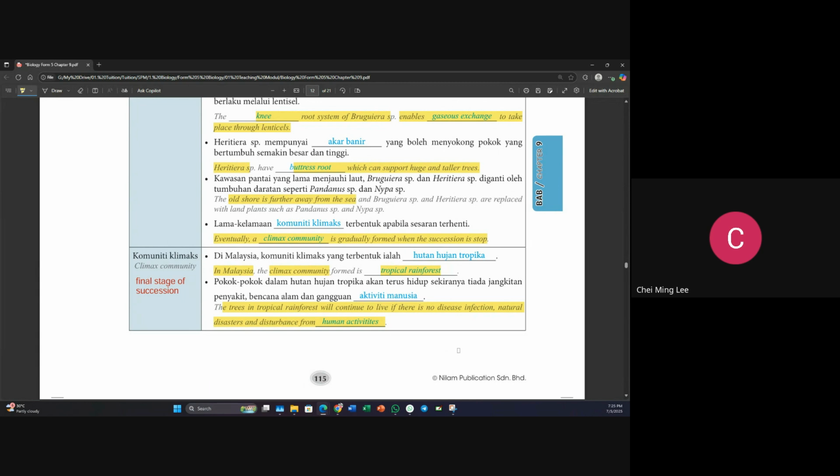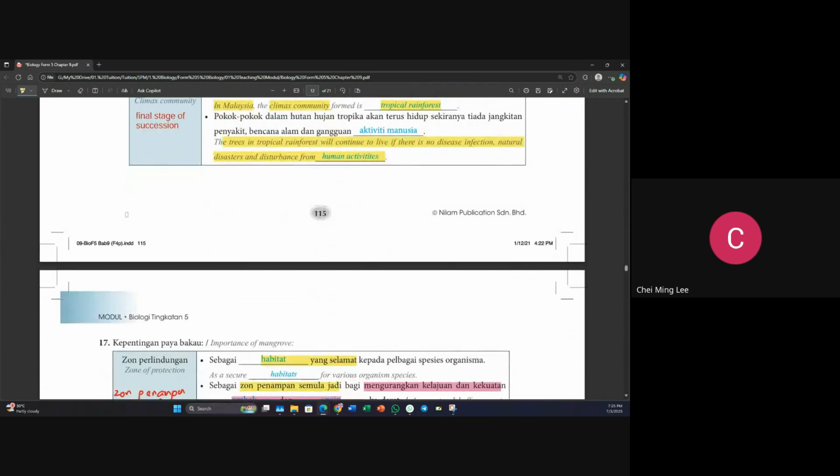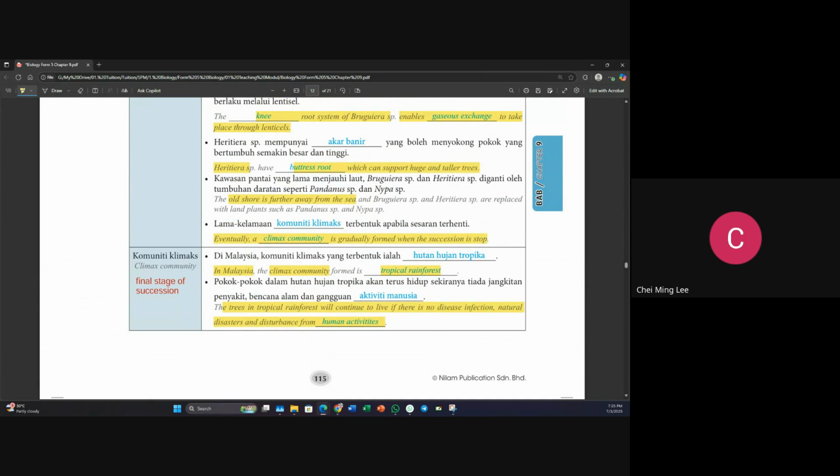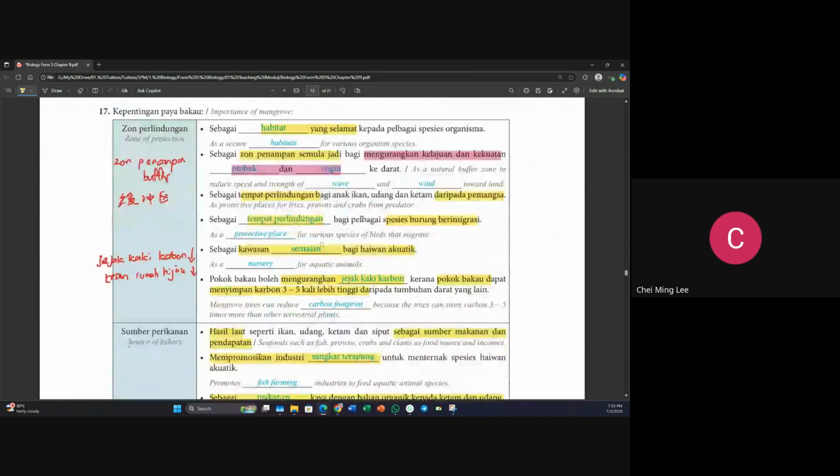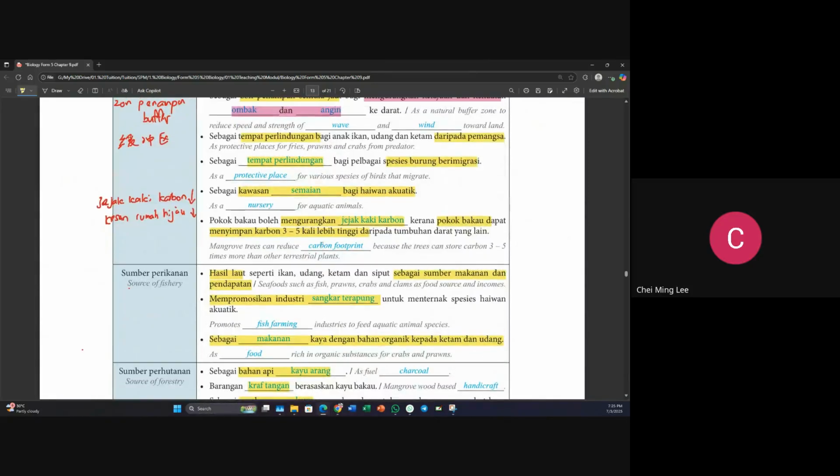Okay. So any questions? No? Understand? So now let's see the importance of this mangrove system. Why is the mangrove system important?